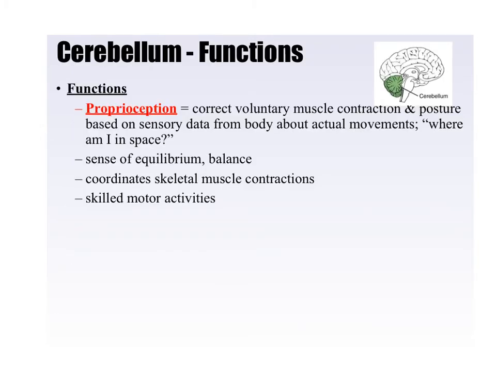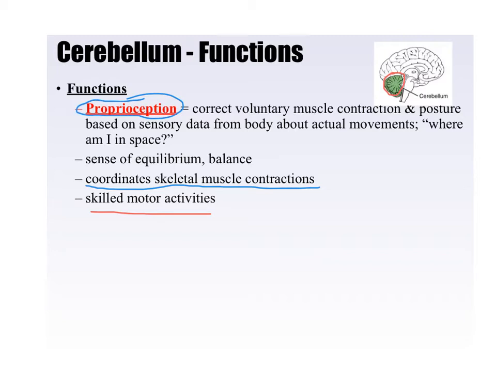All right, so now that we know where the cerebellum is, right here, just posterior to the brain stem and inferior to the occipital lobe of the cerebrum, its function is something called proprioception. Basically, it coordinates skeletal muscle contractions. It coordinates skeletal muscle movements. And these are skilled motor activities. These are pretty complicated movements, like you athletes, whether you're in track, football, whatever, or if you're a dancer.